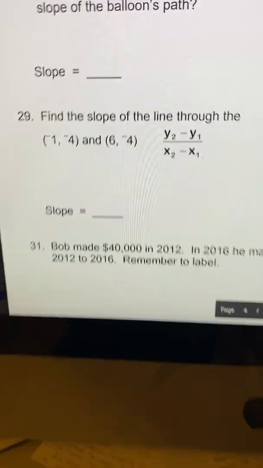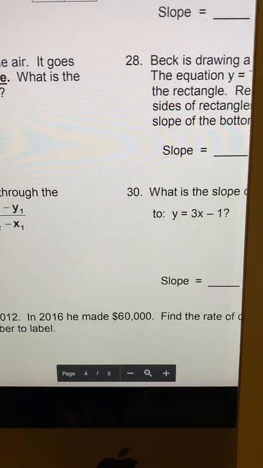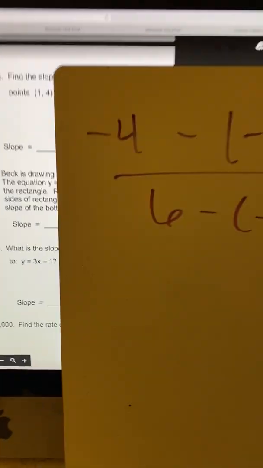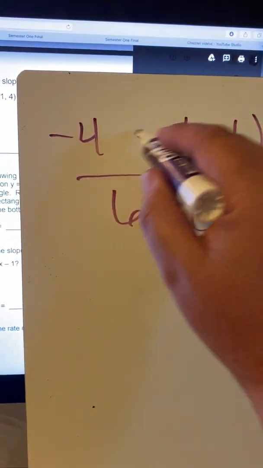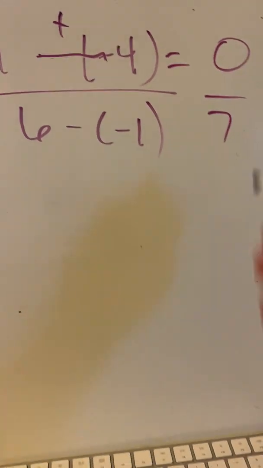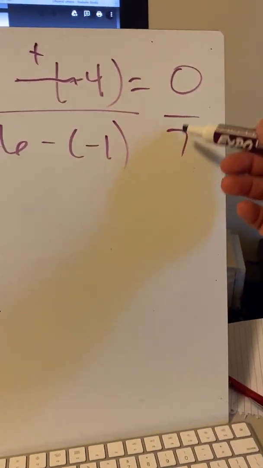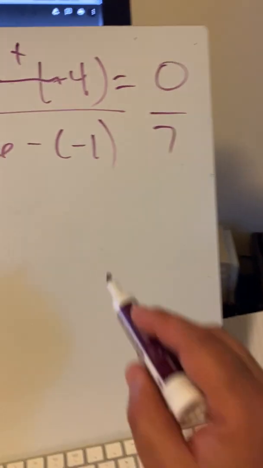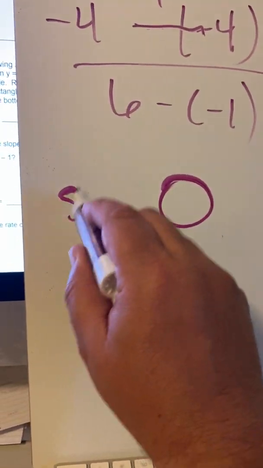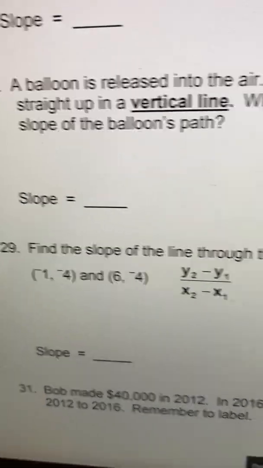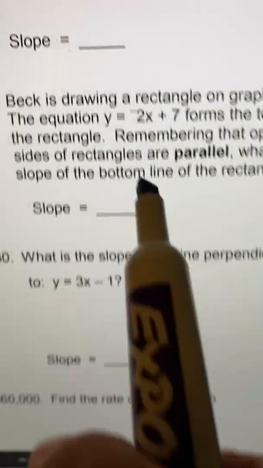Watch carefully. I do negative 4 minus a negative 4 over 6 minus a negative 1. I don't even care. When I look at this one, I've got a negative 4 plus 4. It equals 0 over 7. Doesn't matter. Some of you put the slope as 0 over 7. No. 0 divided by any number at all, the slope of this is just 0. Okay? So number 29, the slope of that line is just 0. Number 27, the vertical line is undefined. 28, the slope of the parallel line is negative 2.